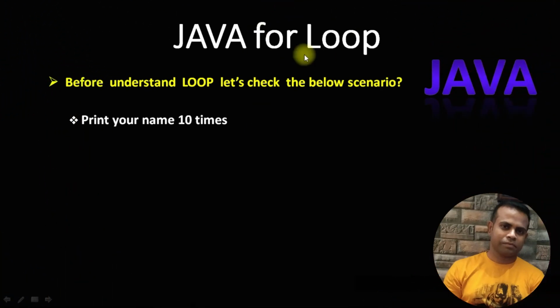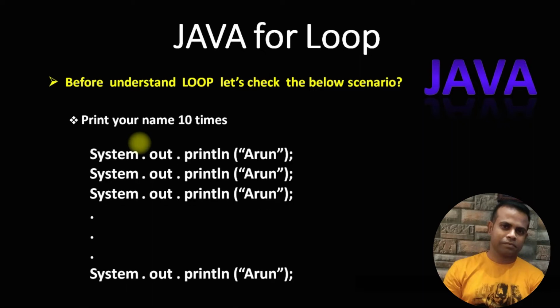Today we will learn for loop in Java. But before understanding this loop concept, first understand this scenario. Let's say you have to print your name 10 times. So how can you do that in Java? You have to write the system.out.println statement 10 times like this. I write system.out.println, and under this parenthesis, within double quotes, I write my name, Arun. And you can see here I can write this statement 10 times to execute this scenario.